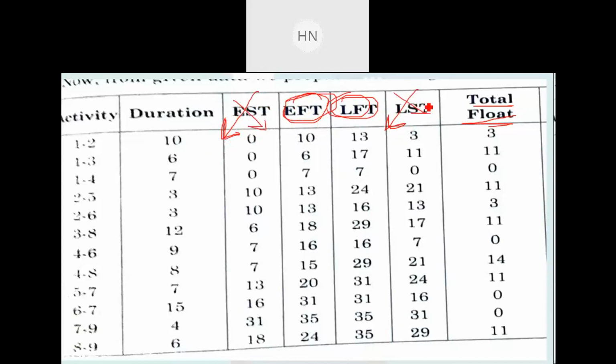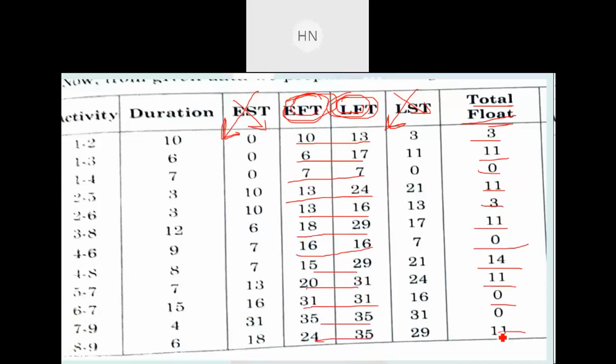If you take the difference of these two, or if you take the difference of the finishing times, it will come the same. For example, let us take the difference of finishing times. Difference means from the bigger value you need to deduct the smaller value. 13 minus 10, 3. 17 minus 6, 11. 7 minus 7, 0. 24 minus 13, 11. 16 minus 13, 3. 29 minus 18, 11. In that manner you take the difference and you will get the total float values, right? If we do it from the starting values, it will also come the same. 3 minus 0, 3. 11 minus 0, 11. 0 minus 0, 0. 21 minus 10, 11.